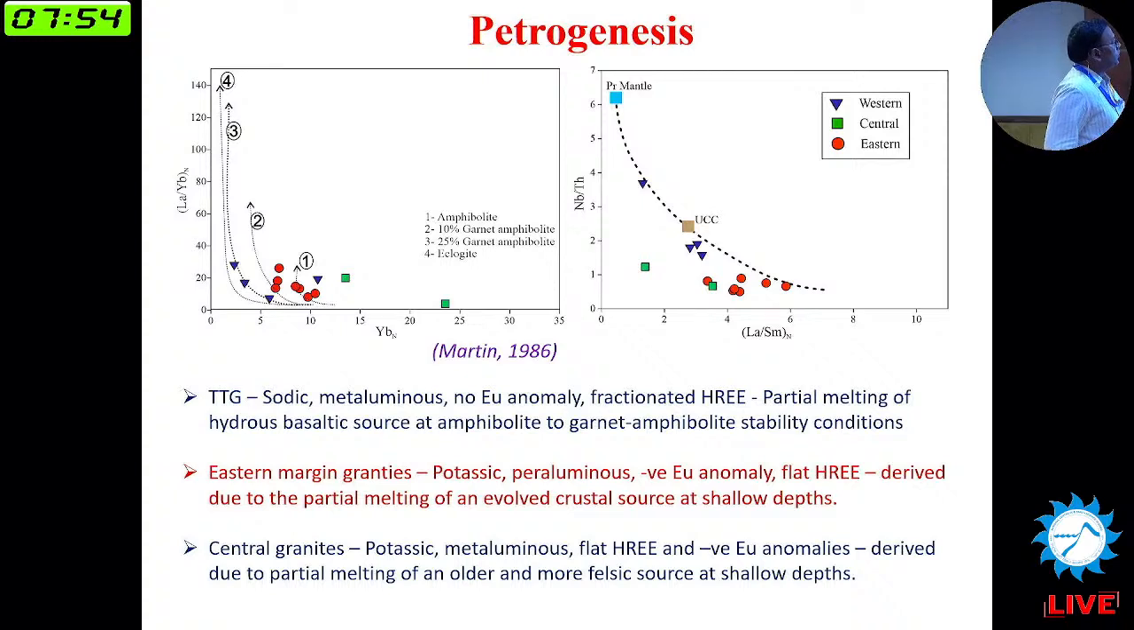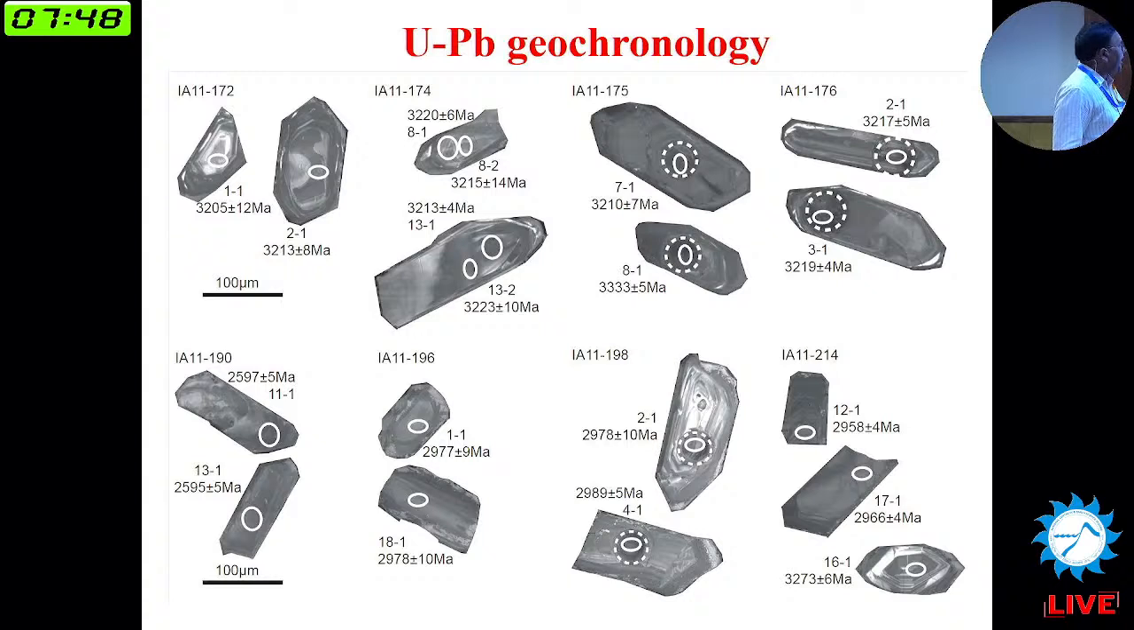So there is no visible evidence of crustal contamination between these two. We did both zircon geochronology as well as titanite geochronology, uranium-lead. This is a few samples from the western part, two from the central part, and three from the eastern part that we have done.